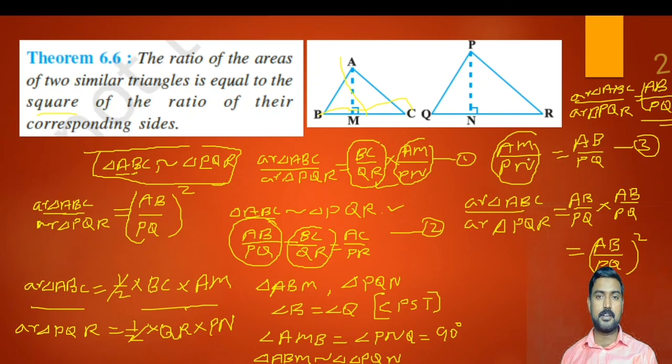Can you understand? So this is the theorem. This is the mathematical form of this sentence: the ratio of the areas of similar triangles is equal to the square of the ratio of their corresponding sides. Instead of AB by PQ, we can give BC by QR or AC by PR. Then also it is correct. But any one is required to prove that.